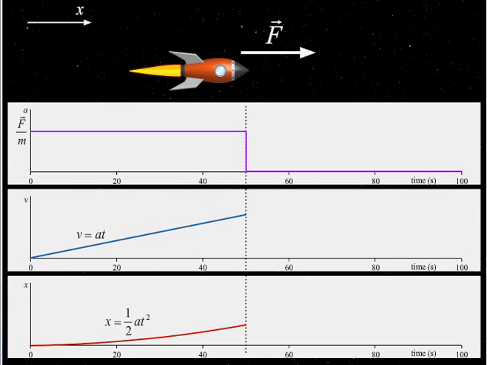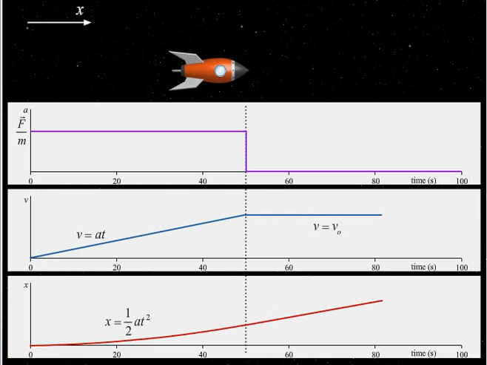The only new thing here is that we know that the acceleration is constant because the force and mass are constant. After the engines shut off at t equals 50 seconds, the acceleration goes to 0. Therefore, the motion for t greater than 50 seconds is one of constant velocity. Consequently, the displacement for t greater than 50 seconds just increases linearly.